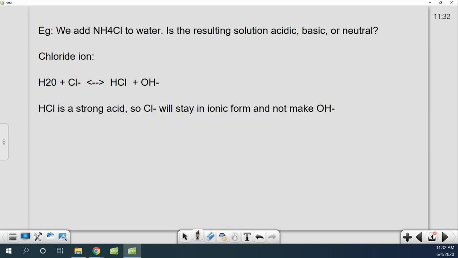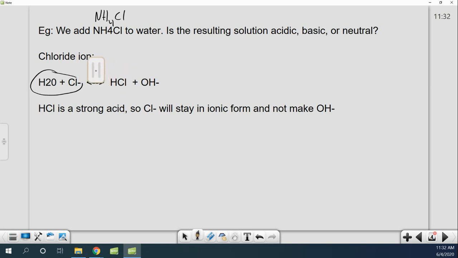Now let's look at an example of one that isn't. We add NH4Cl to water. Let me rewrite that so it's got a subscript. That's better. Is the resulting solution acidic, basic, neutral? All right, start with our chloride ion. Chloride, being negative, is going to pull the hydrogen to itself, and so you end up with HCl and hydroxide. Now you guys know hydrochloric acid, very strong acid. It's going to fall apart right away, which means we are definitely pushing the reaction back to the left. So we're just going to have water and chloride.